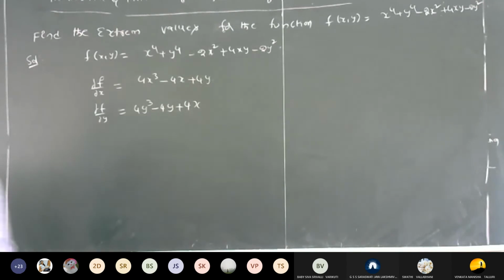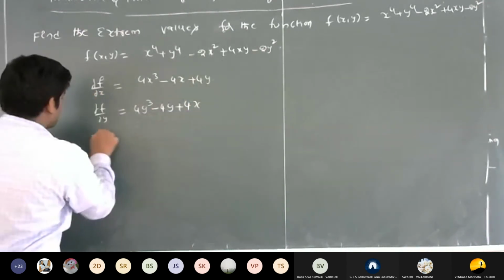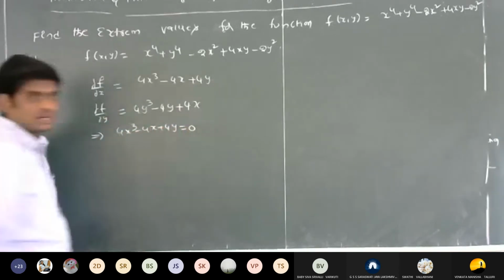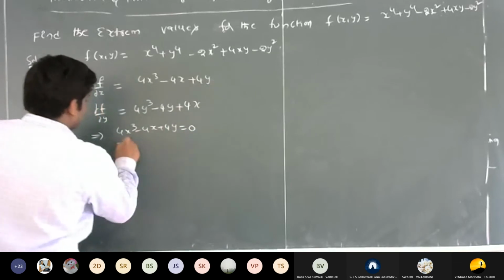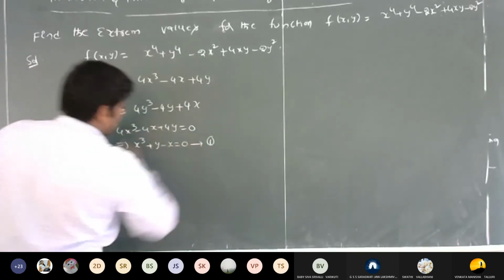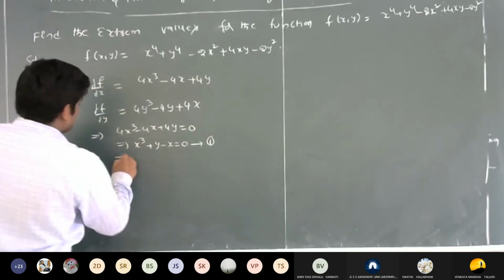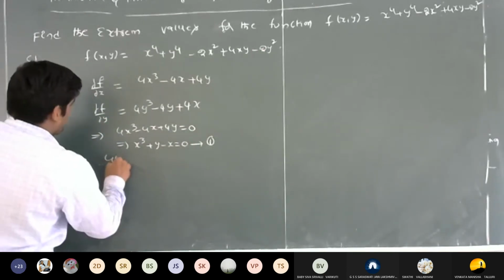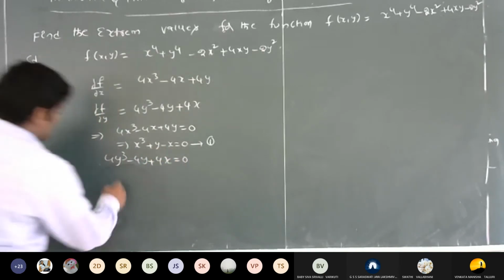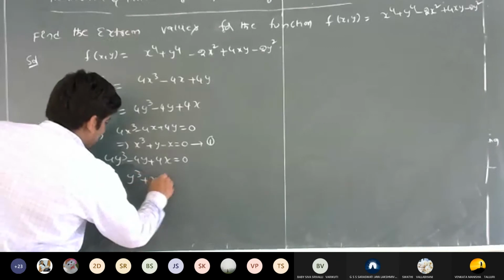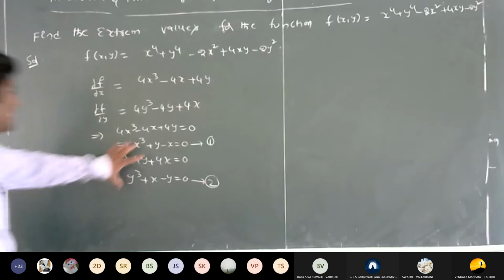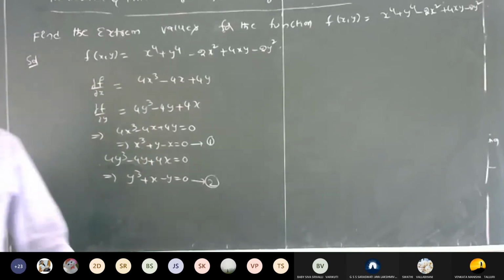Next, the second step: we equate these to 0. So 4x cube minus 4x plus 4y is equal to 0, which implies x cube plus y minus x is equal to 0. Write it as equation number 1. Next, 4y cube minus 4y plus 4x is equal to 0, which becomes y cube plus x minus y is equal to 0. Now we can simplify equations 1 and 2, then you will get the stationary points.